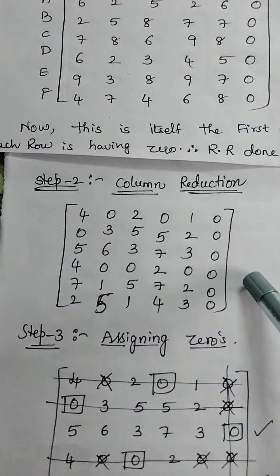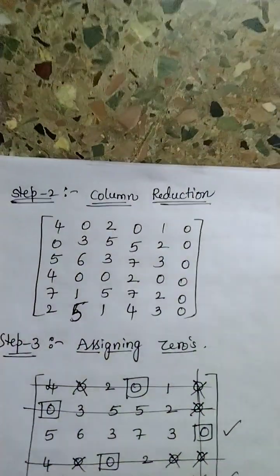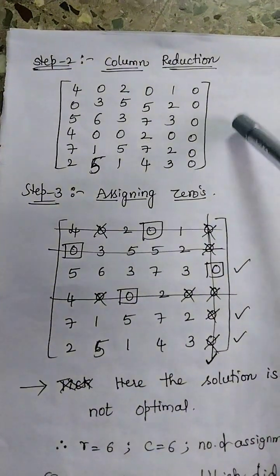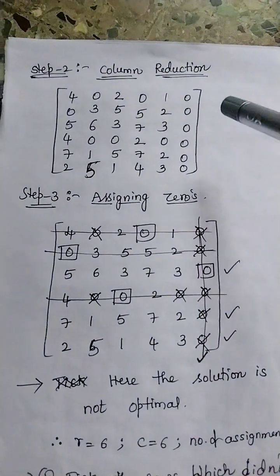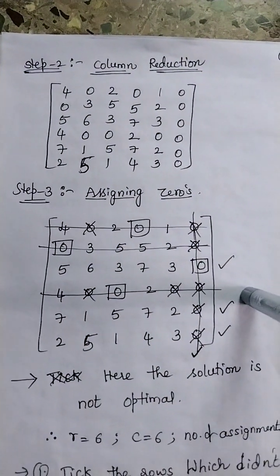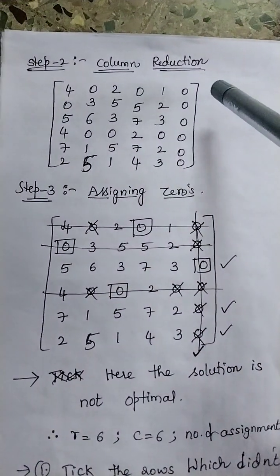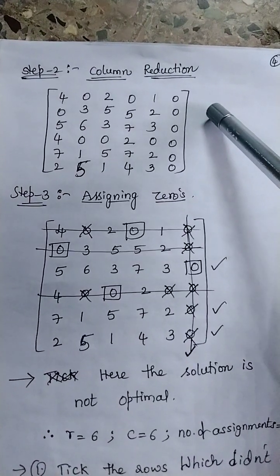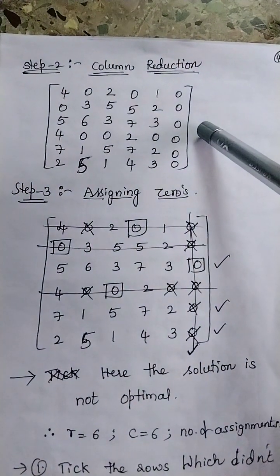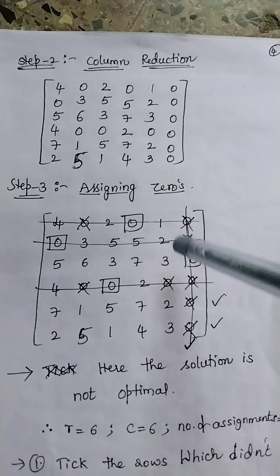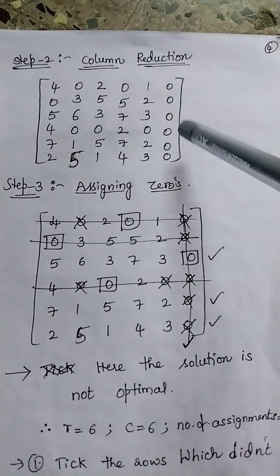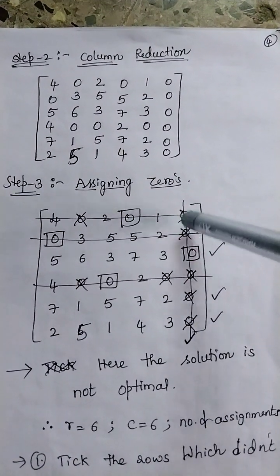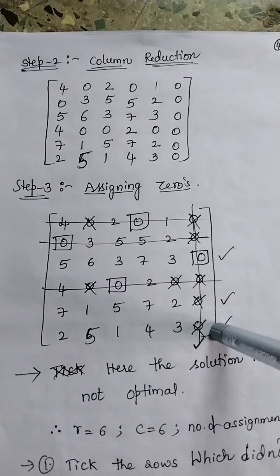Now, what is step 3? Assigning zeros. In assigning zeros, we are going to give assignments on the column reduction matrix. We are going to write a copy of the column reduction matrix and give the assignment. In the first row, there are 3 zeros. Skip that row. In the second row, there are 2 zeros. Skip that row. In the third row, there is only one single zero which should be assigned. So we are going to give the assignment and cancel all the remaining zeros in that column. So this 0 is cancelled, and these 3 zeros are also cancelled.